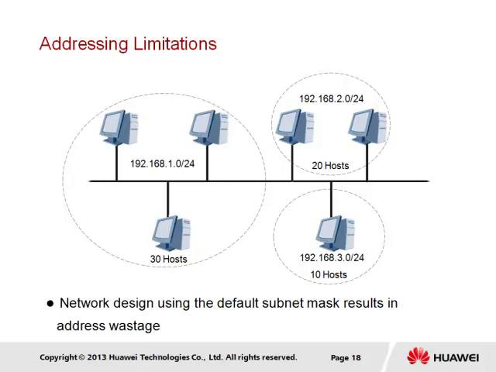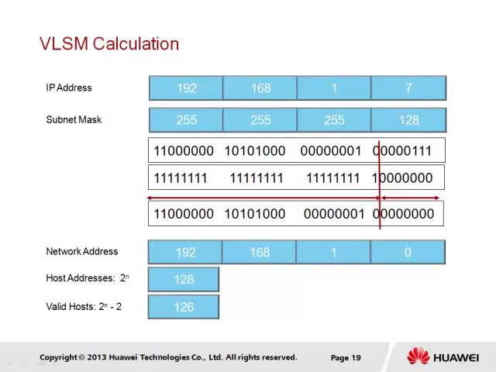However, in all cases, the fixed default mask means that 254 valid host addresses will be allocated in all instances. For the 192.168.1.0 network, only 30 host addresses are required, therefore resulting in address wastage of 224 addresses. In the case of the remaining 2 networks, the same problem is faced. In order to alleviate the problem of address wastage, more flexibility needs to be provided by the subnet mask.